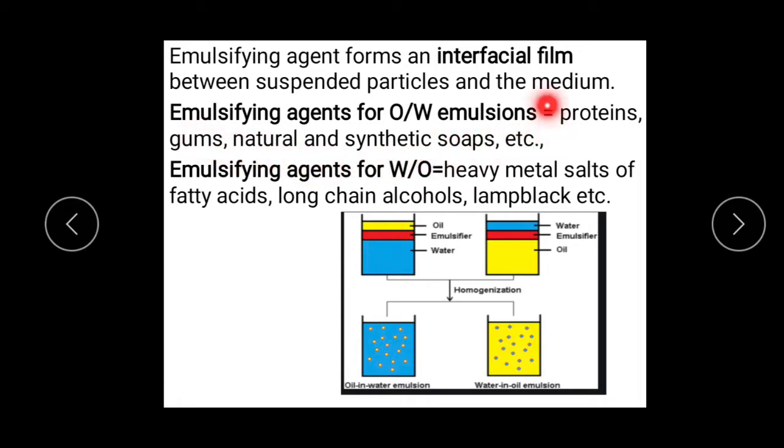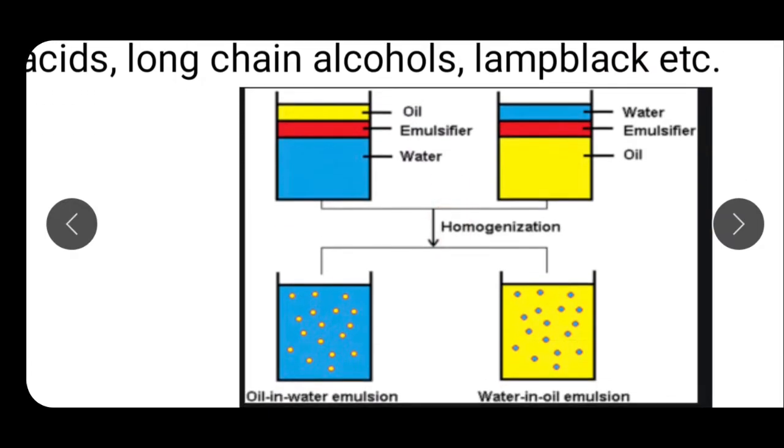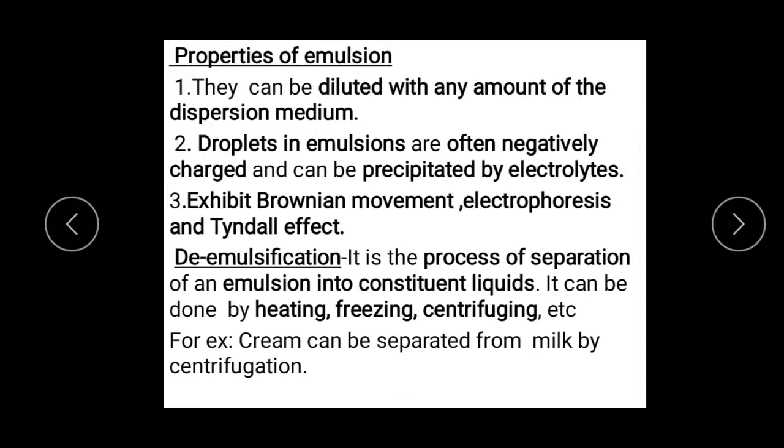Now you have to remember that emulsifying agents form an interfacial film between the suspended particles and the medium. Now here we have some examples of emulsifying agents for oil in water type emulsions. Example, proteins, gums, natural and synthetic soaps. And emulsifying agents for water in oil type: heavy metal salts of fatty acids, long chain alcohols, lamp black. Lamp black is a fine light fluffy powder derived by collecting the soot from burning oil. So after this, here you can see the oil in water type and water in oil type. After putting the stabilizer, that is the emulsifier, we get the uniform stable emulsion.